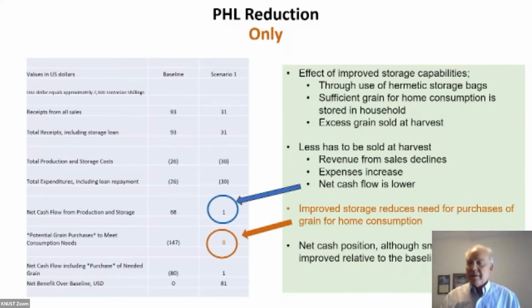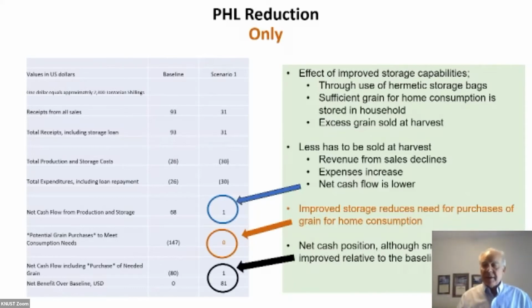But there is, and this assumption is there's no grain that's being purchased during the year. So the net effect is a significant improvement of $80 a year. But again, here the net cash position of the farmer is still relatively low. So money to buy school supplies, money to buy fuel for the motorcycle, money to improve the house, that cash isn't being generated, even though things are better.